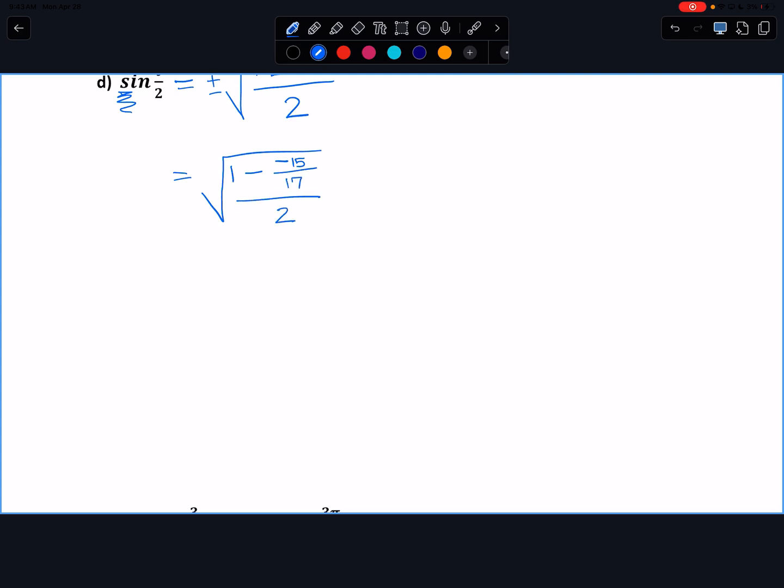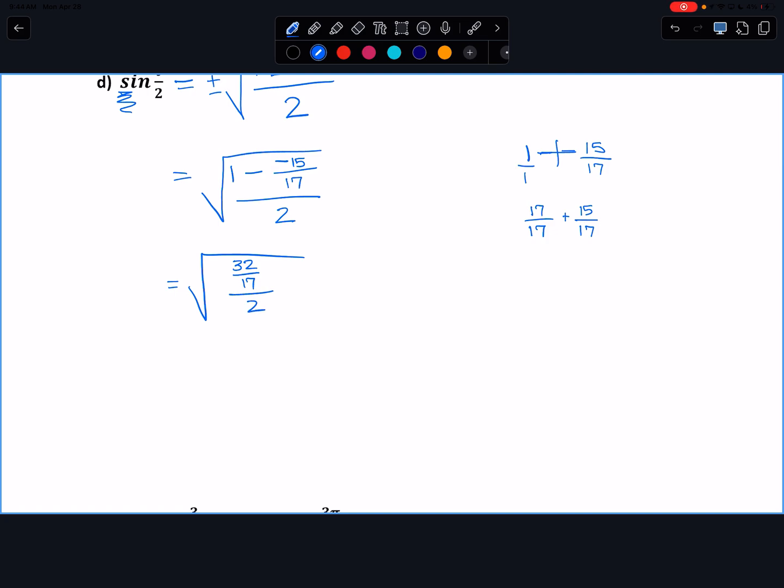Okay? So I'm going to make some scratch paper over here. I have 1 minus negative 15 over 17. Minus the negative is plus. Good. And then we're going to change that 1 because you're adding a fraction. That's going to be 17 over 17, right? Plus 15 over 17. So 17 plus 15? 32. Thank you. So we have 32 over 17, all divided by 2.